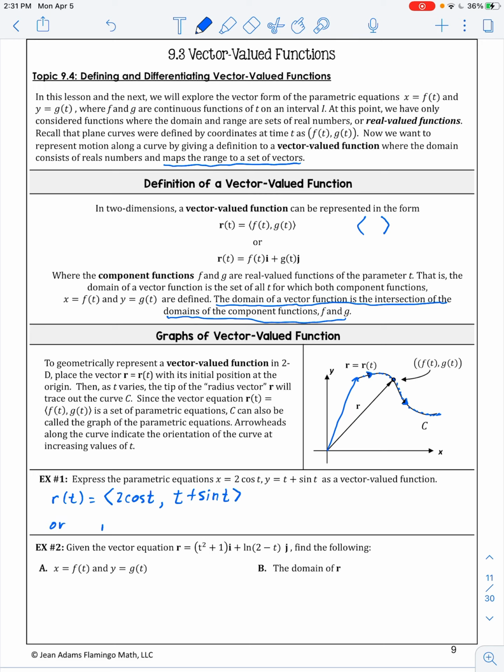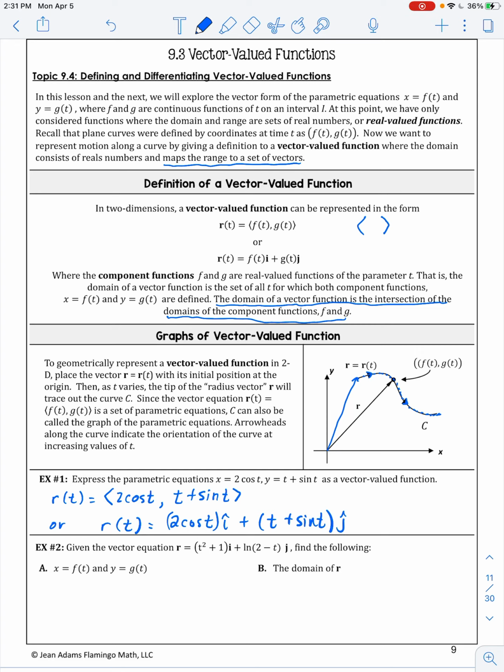Or you could represent it as r of t equals 2 cosine t times i plus t plus sine t times j. And a lot of times we call them i hat, j hat. So if you want to call it that, I think that works too.